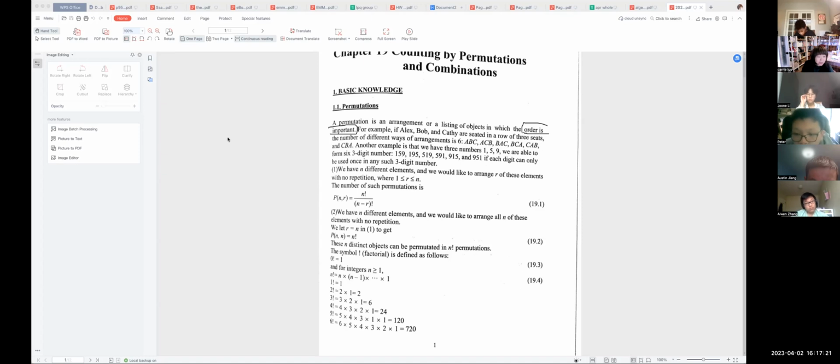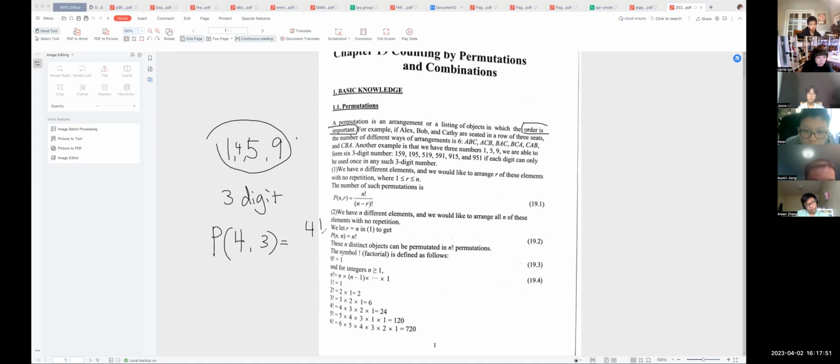For instance, I have 1, 5, 9, 4. If I have 4 numbers and I want to create a 3-digit number out of these ones, how do we do it? So June, is it a permutation or a combination? Permutation. Yeah, because it's a matter of order, right? So we're using P(4, 3). The answer is 4 factorial over (4 minus 3) factorial, so equals 4 times 3 times 2 times 1 all together over 1 factorial, still 1. So the answer is 24 ways.